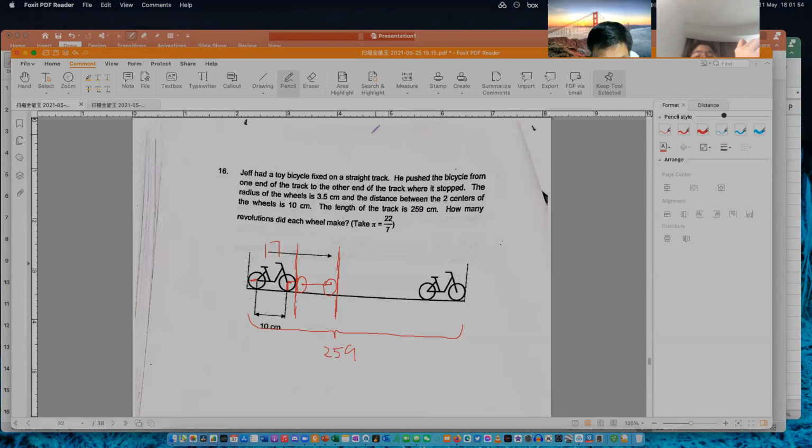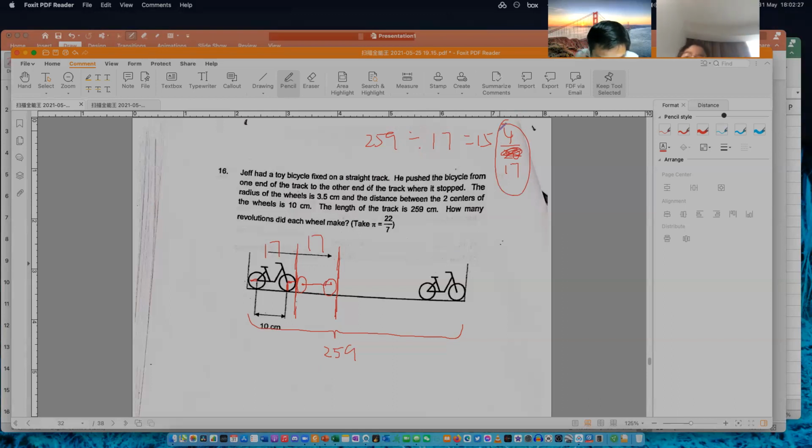So you get a fraction. Can you tell me the fraction? So 259 divided by 17 is 15 and 4 over 17. Okay, good. So basically you have 15 of this, and of course you have some meters left, right?